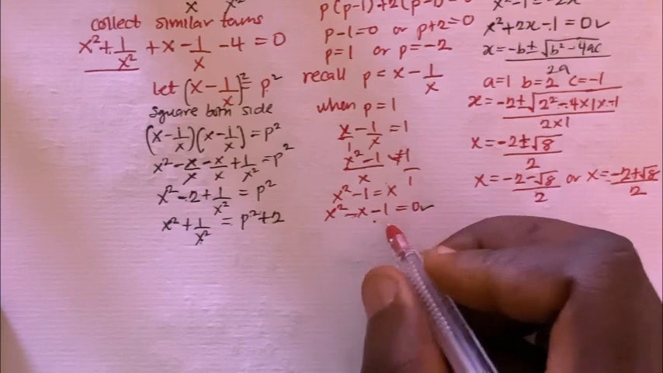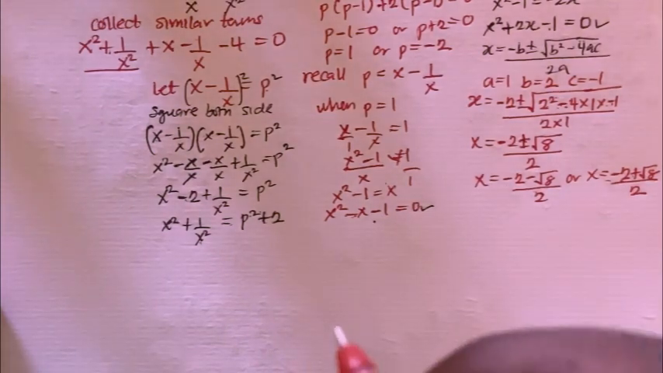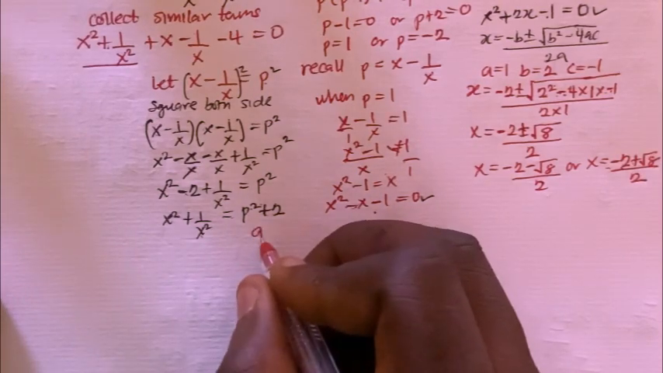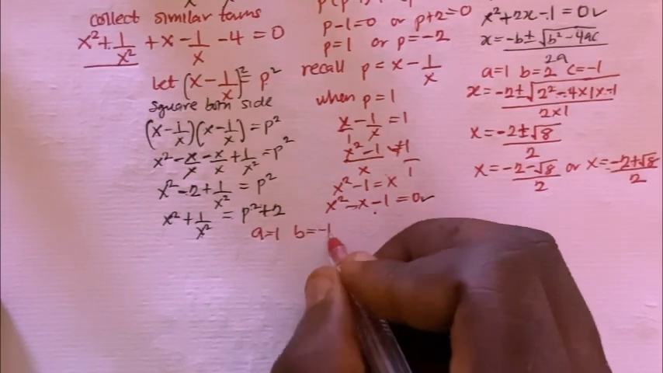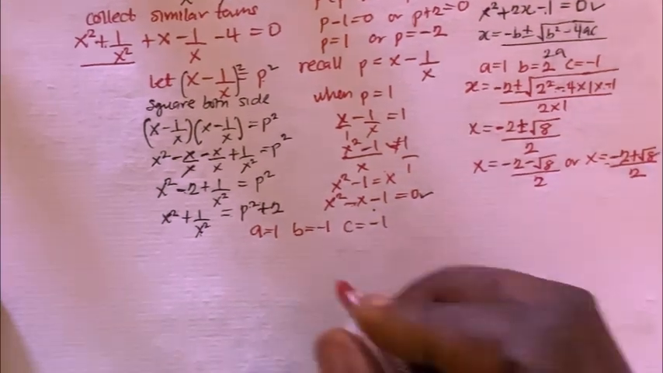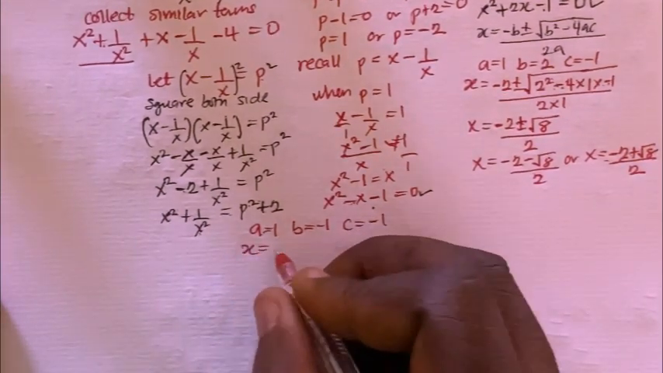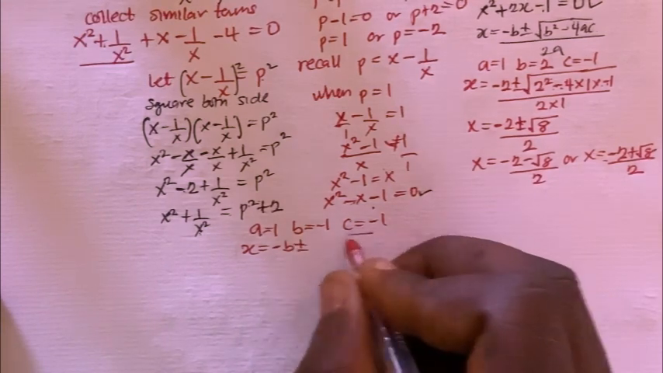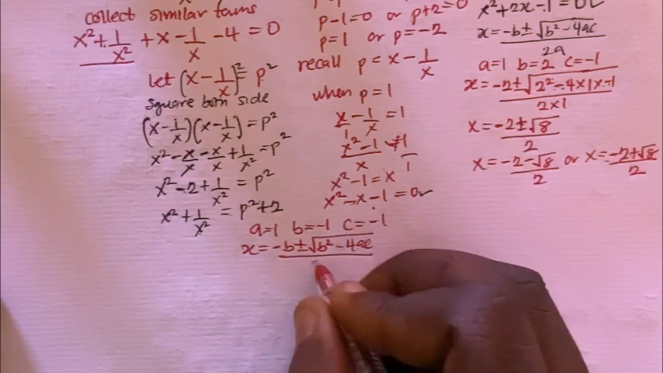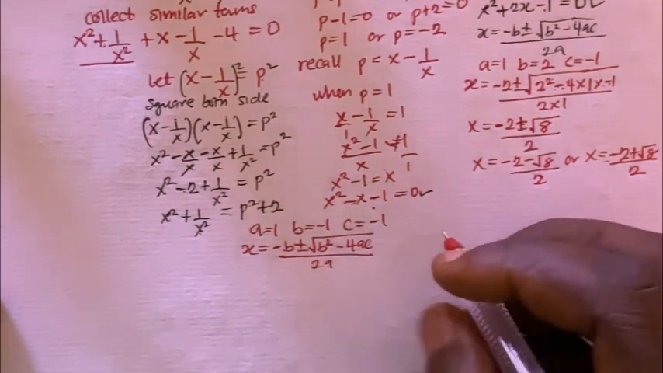So in this case, we are still going to use the quadratic formula. You can just recall that in this case, our a equals 1, our b equals minus 1, and our c is going to be minus 1. So now if you recall, we are going to have x equals minus b plus or minus root of b squared minus 4ac, all divided by 2a.